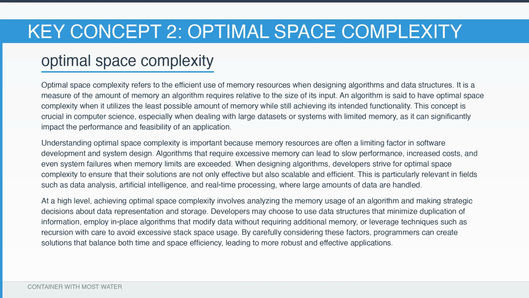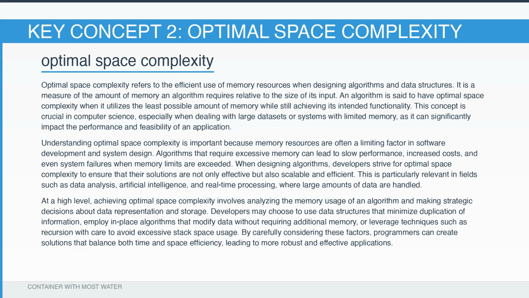Optimal space complexity is all about using memory wisely when designing algorithms and data structures. Imagine your computer's memory as a limited shelf space. An algorithm achieves optimal space complexity when it uses the least amount of this shelf space while still doing its job effectively. This is especially important in scenarios with large data sets or systems that don't have much memory available. If an algorithm consumes too much memory, it can slow down performance, increase costs, or even crash the system when it runs out of memory.